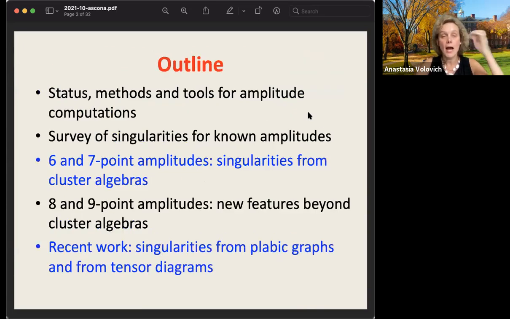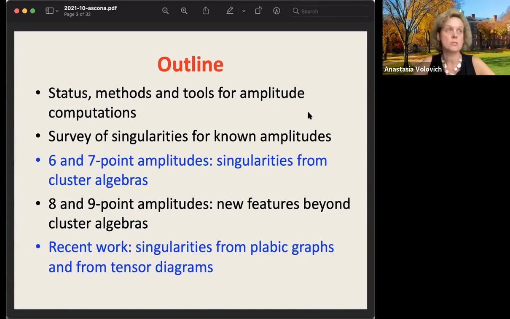So this is the outline of my talk. I'm going to have a slide on the status of these computations. Then I'm going to have a slide on methods, telling you a little bit about how these amplitudes are now computed, and then quickly show you a couple of relevant tools. The focus of my talk today will be the singularities of these amplitudes. There is a lot of work that has been done, and various directions one can go, but today I'll stay focused on just the singularities of these amplitudes.